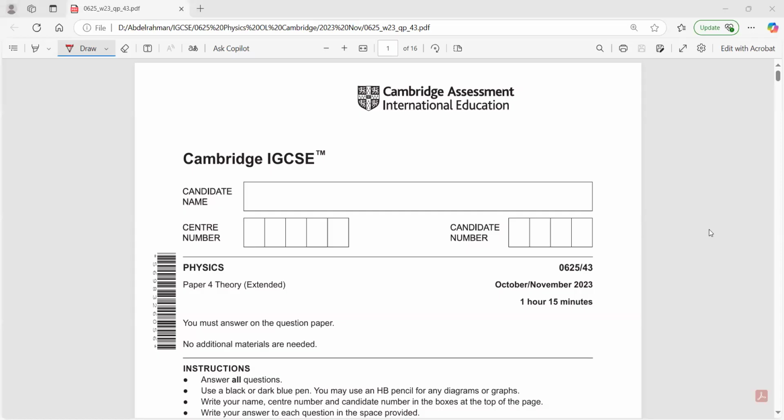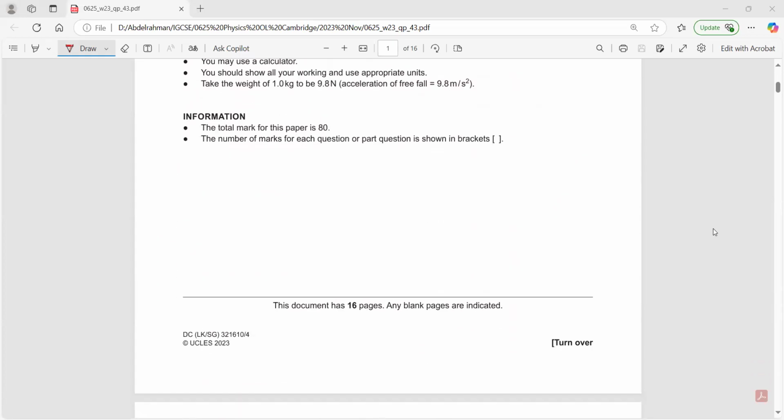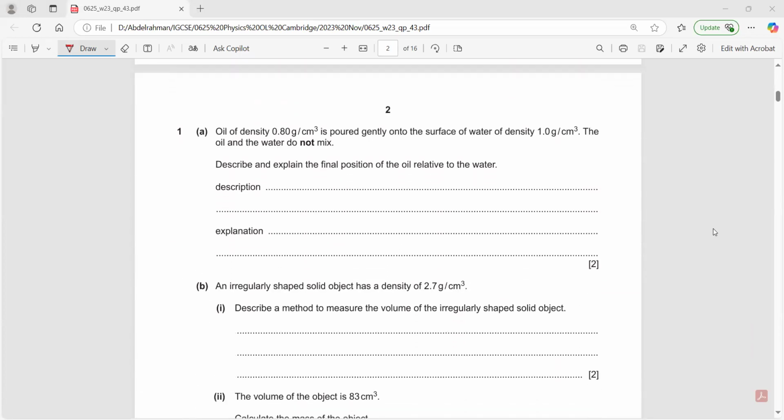Okay, November 2023, paper 4, variant 3. Question 1. Oil of density 0.8 grams per centimeter cubed is poured gently onto the surface of water with density 1 gram per centimeter cubed. Describe and explain the final position of the oil relative to the water.